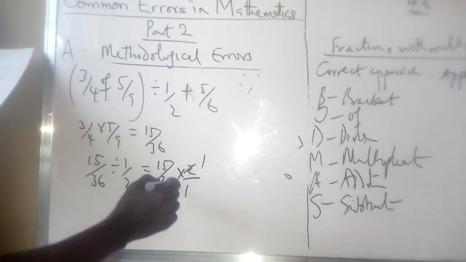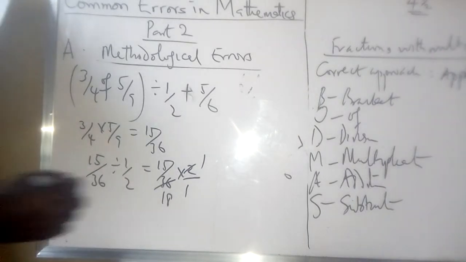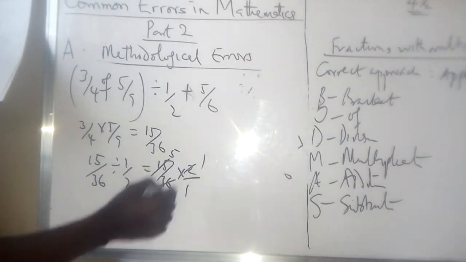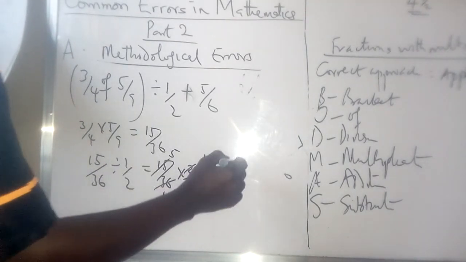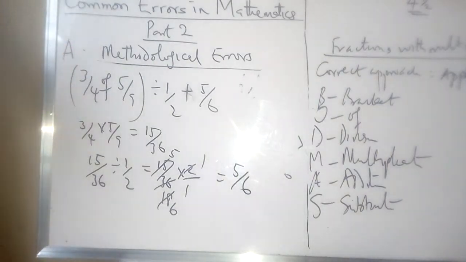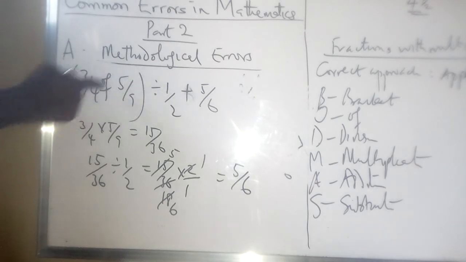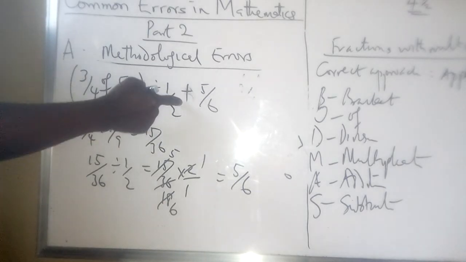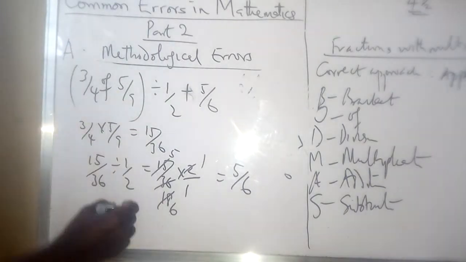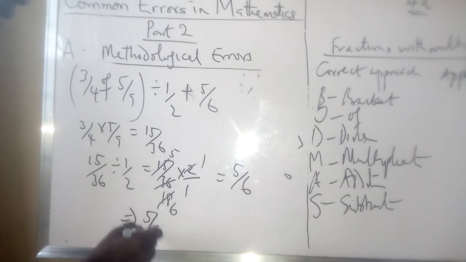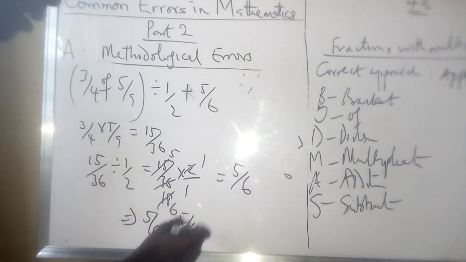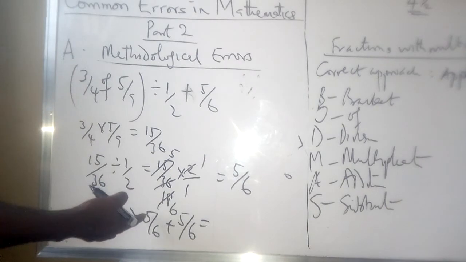So 2 here 1, 2 here 18. Okay, 3 can go in 15, that's 5. 3 in 18, that's 6. So we have what? 5 all over 6. Now we have gotten 5 over 6 when we divide the result here by half. Now that 5 over 6 plus 5 over 6, don't forget, you are not to say 5 plus 5, that's 10.